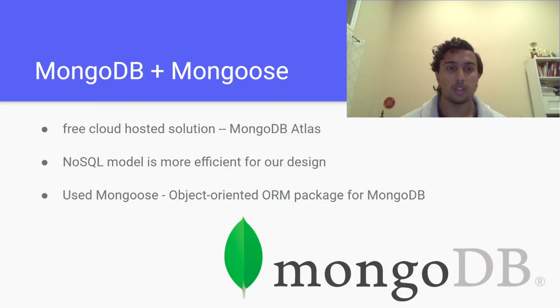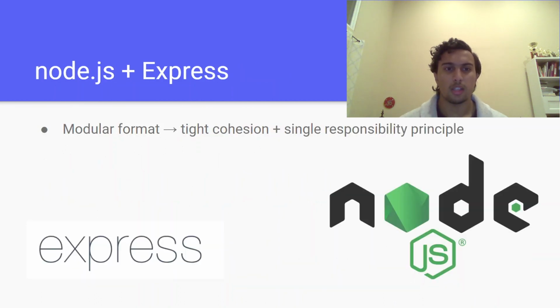Second, the NoSQL model allowed us to do the same tasks as a SQL database, but with fewer tables and less overhead. We connected to our database using Mongoose, an object-oriented ORM package for MongoDB, which allowed us to enforce validation rules and strict schemas. Our backend uses Express on Node.js. The modular format allowed us to separate the different controllers and maintain tight cohesion in all of our files.